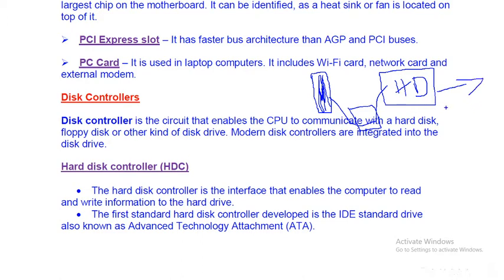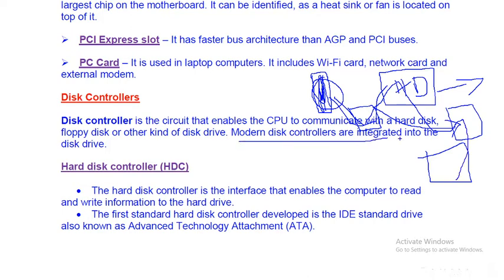Not only the hard disk, we can also communicate with the floppy disk or other kinds of disk drives. So the disk controller is a circuit that enables the CPU to communicate with the hard disk, floppy disk and other drives. Modern disk controllers are integrated into the disk drive.